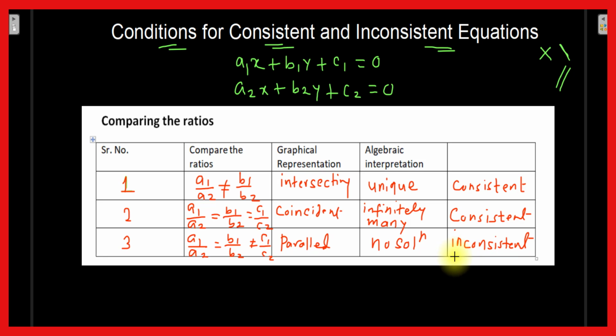And so friends, here we will stop, and in the next episode we will see the problems related to all these types of questions, that is consistent and inconsistent equations, intersecting and parallel lines, unique and infinitely many solutions, and no solution.